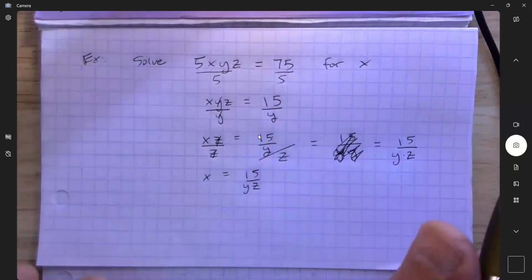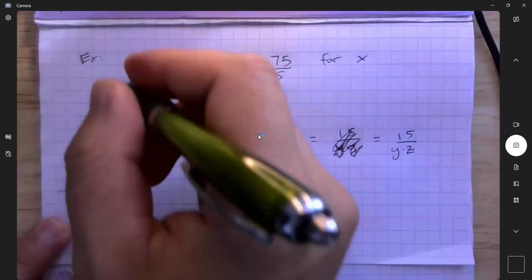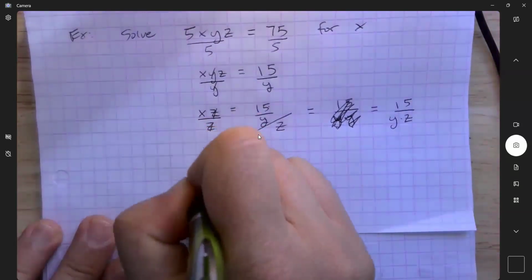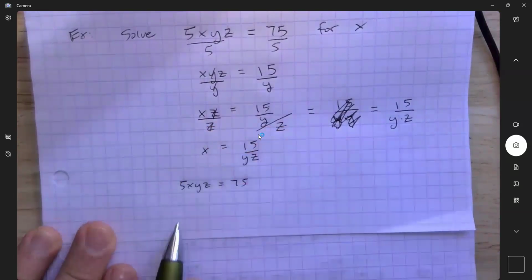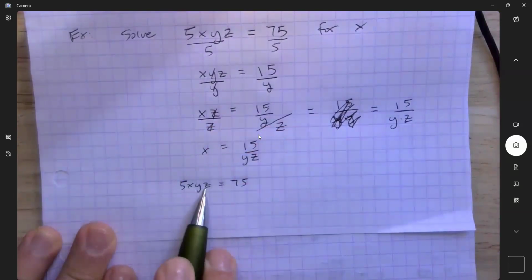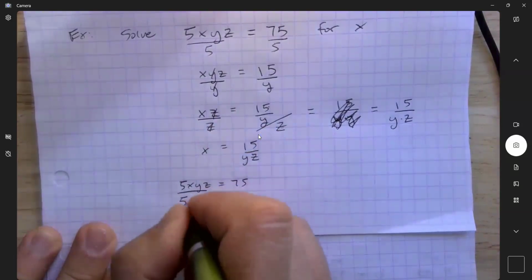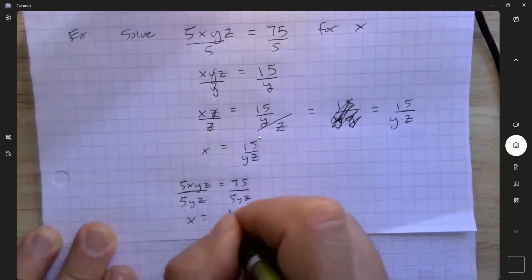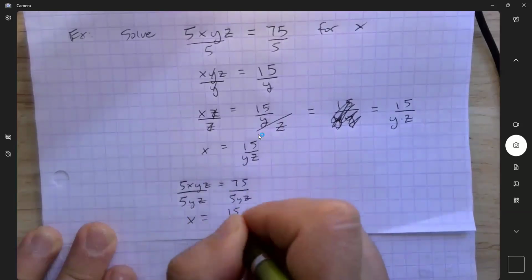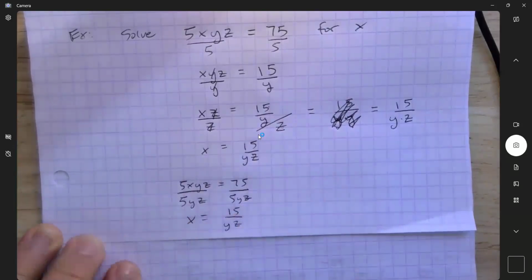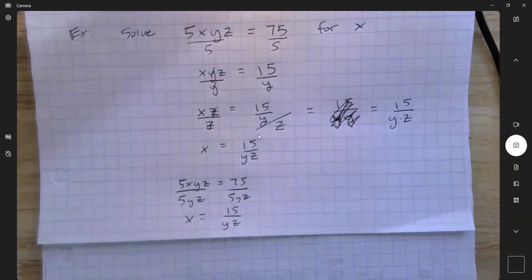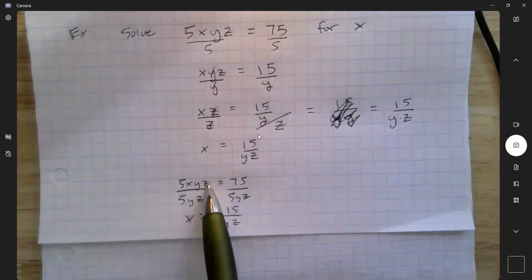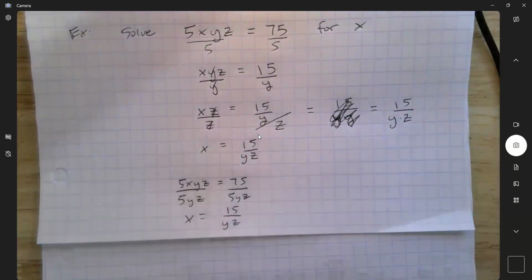And I just want to point out a slightly faster way to do this. If I started with 5xyz equals 75, I've got the x and I'm multiplying it by 5yz. So I could divide by the 5yz all at the same time. And I get x equals 75 divided by 5, which gives me the 15, over yz like that. So I went step by step the first time, but usually the way I will do it is I will divide by everything that's multiplying all at once.